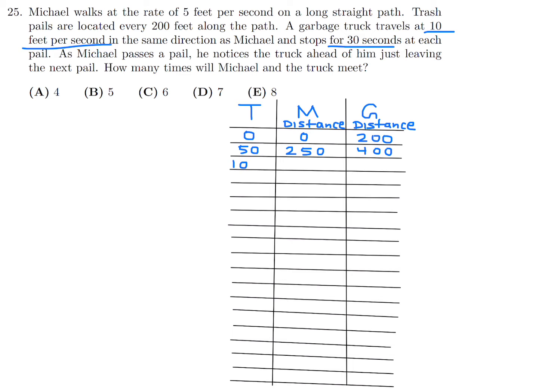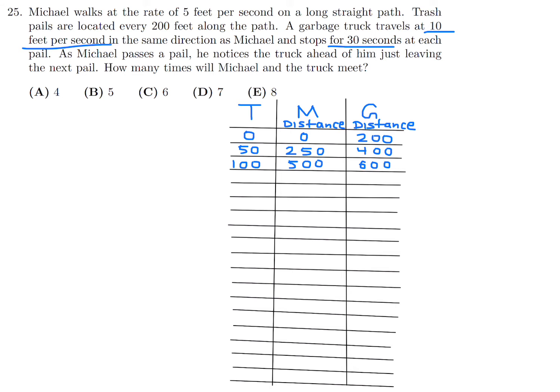All right, let's move forward. Now let's get to the next 50 seconds. Now the clock is running. The cumulative time is 100 seconds. Michael just keeps walking. He covers another 250 feet. Now he's at 500 feet. The garbage truck, same story, travels 200 feet for those first 20 seconds, stops for 30 seconds. So these are the distances now. So this should be 600, sorry.